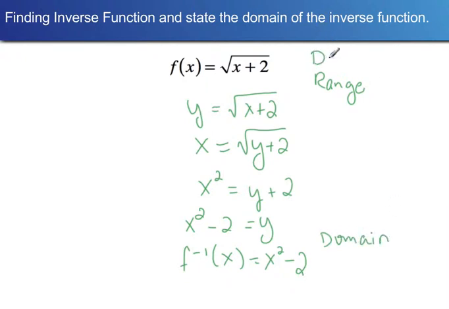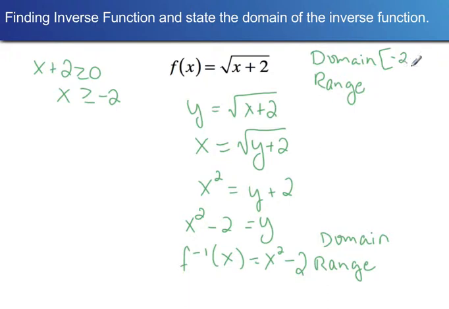And the domain of my function has to match the range of my inverse. So I got to set it up so it works that way. Now, if you look at this example, square root of x plus 2, if I figure out what the domain is of f, I would say that x plus 2 has to be greater than or equal to 0. Solving for x, x has to be greater than or equal to negative 2. So my domain is from negative 2 to infinity.